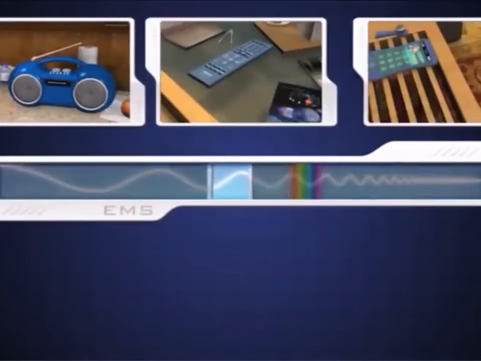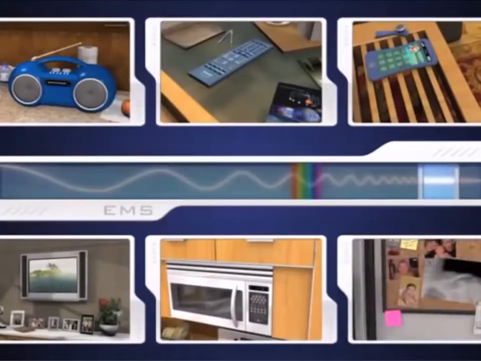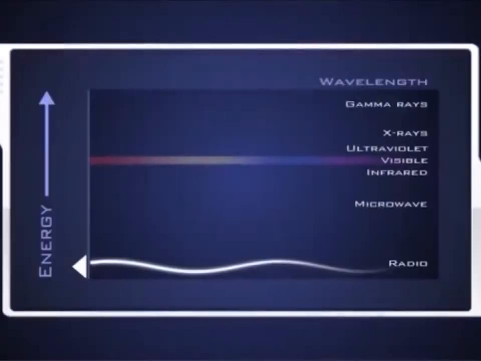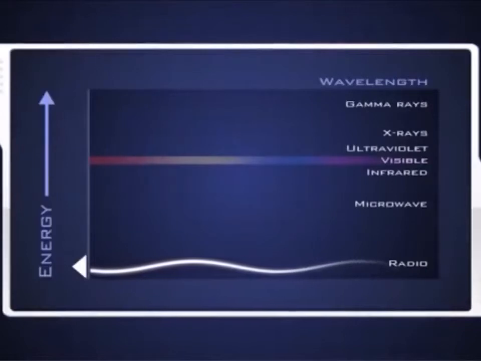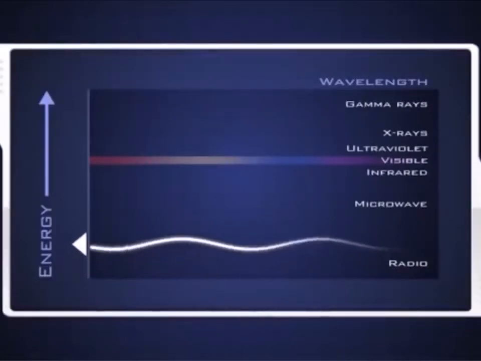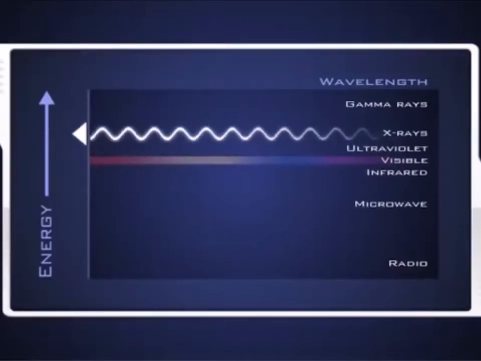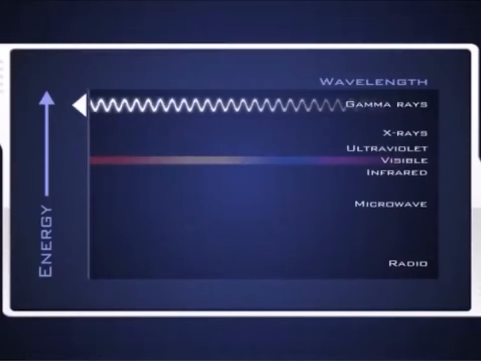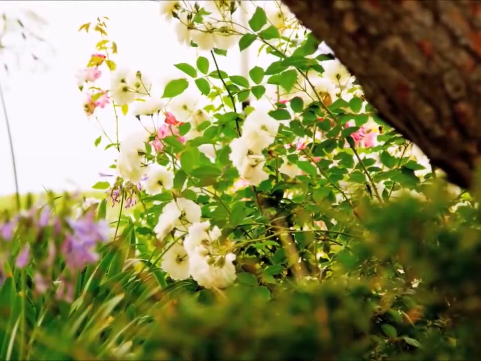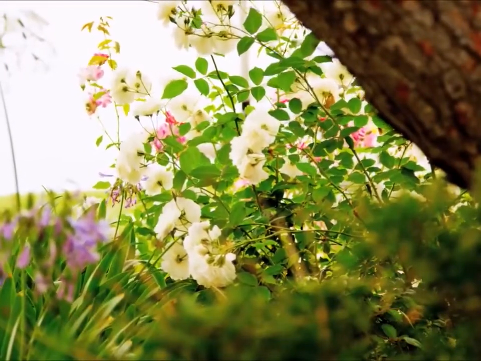All electromagnetic radiation travels in waves, but different types have different wavelengths. The wavelength of electromagnetic radiation, or light, is connected to how much energy it has. Light with a longer wavelength, like radio waves, has less energy, while light with a shorter wavelength, like gamma rays, has more energy. Visible light makes up only a tiny part of the electromagnetic spectrum, but it includes every color we can see.